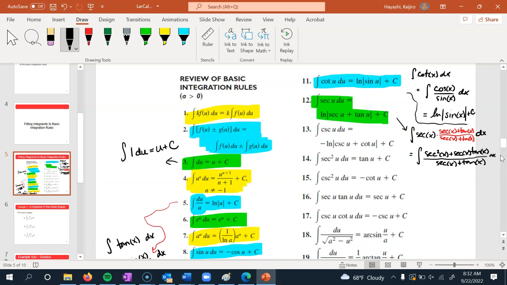Okay. Now that doesn't look like much, but now the bottom is secant plus tangent, the derivative of which, well, the derivative of secant is secant tangent, and we have that up here. The derivative of tangent is secant squared, and we have that over there. So actually, this again fits the form of something on the bottom with its own derivative on the top.